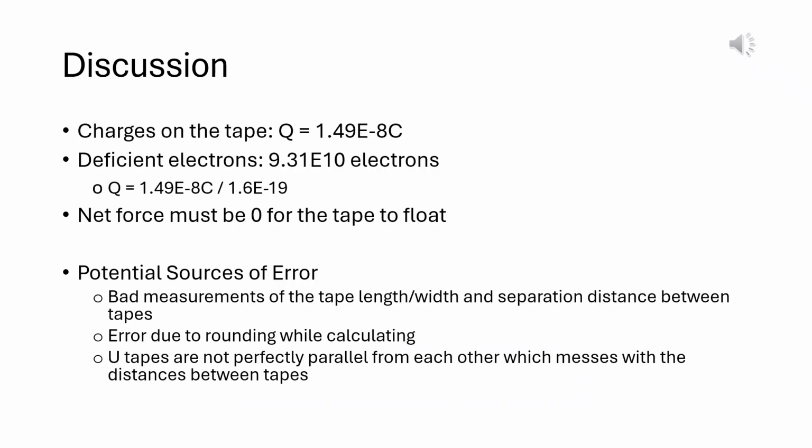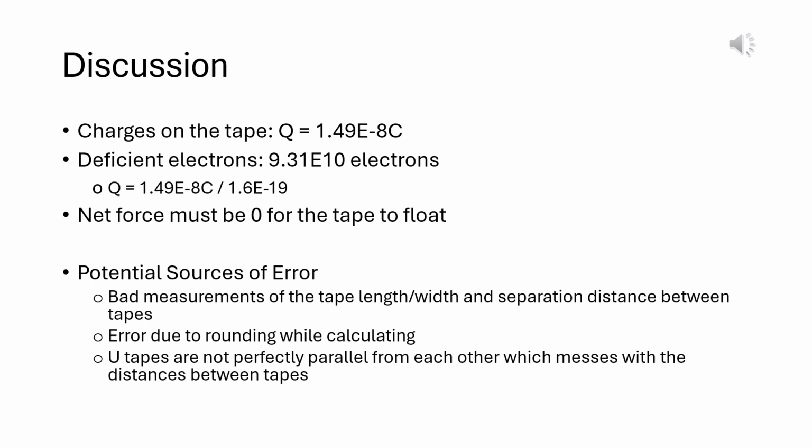So the charges on the tape ended up being 1.49 times 10 to the negative 8 coulombs, so the deficient charges could be calculated by dividing that by the fundamental charge of an electron, which then gives me 9.31 times 10 to the 10 electrons. Just to note that the net force has to be 0 for the tape to float, which is how we got that whole Newton's second law thing.